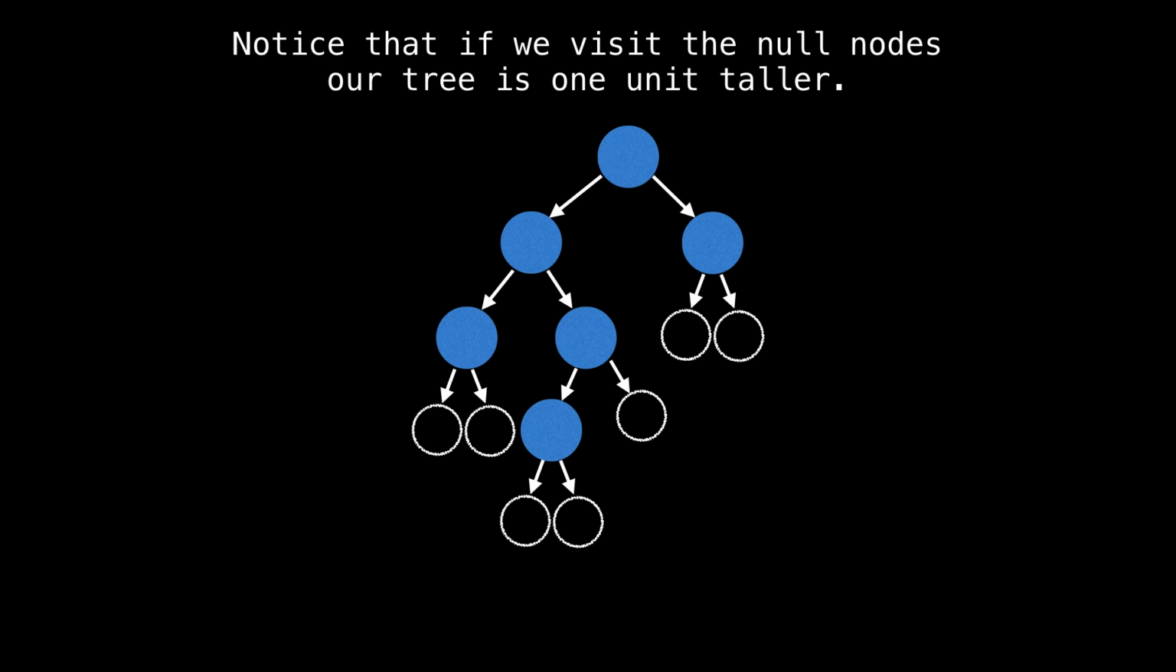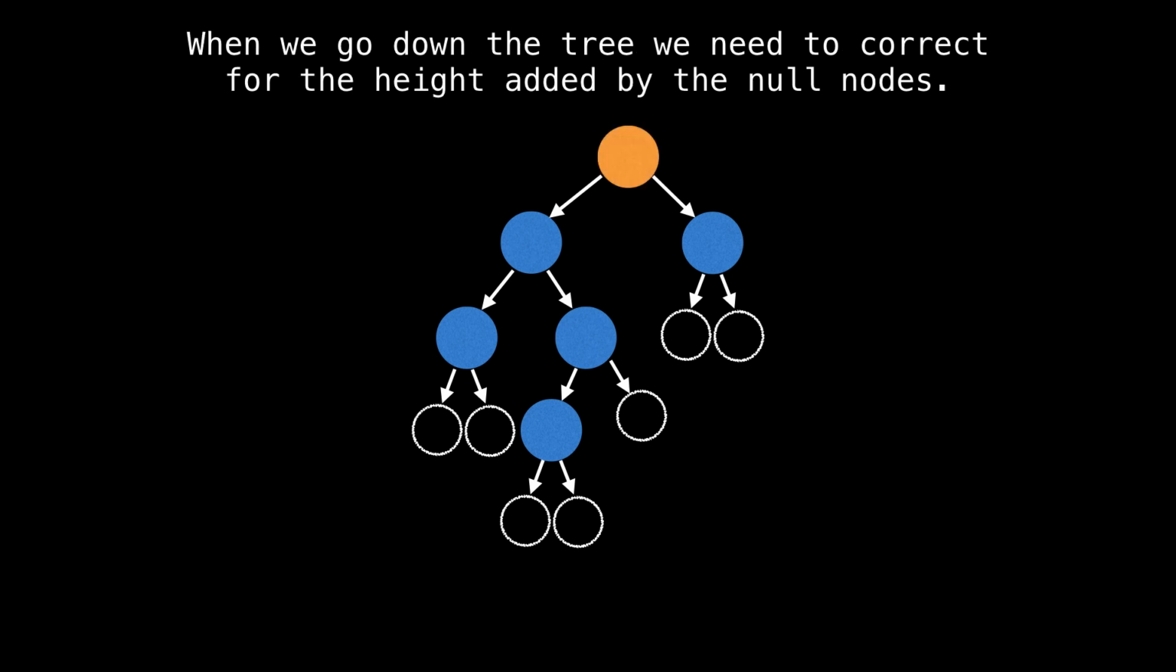Let's see what I mean by correcting for the right height. If our new base case is now checking for null nodes instead of leaf nodes, then our tree is 1 unit taller, so we need to correct for that. For the sake of being thorough, let's see how the height is calculated with this new base case.